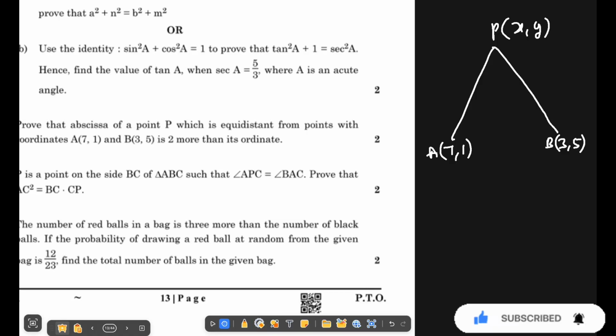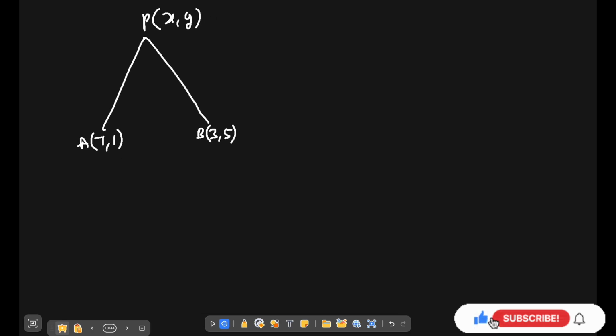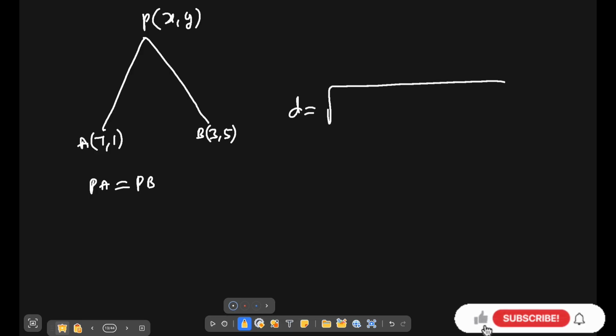So let's find the x value and y value first, the coordinates of point P. When P is equidistant from A and B, we know that the PA distance equals the PB distance. Apply the distance formula. What is the distance formula? D equals the square root of the difference of x coordinates whole square plus the difference of y coordinates whole square.